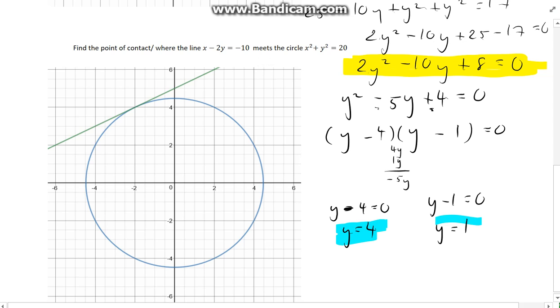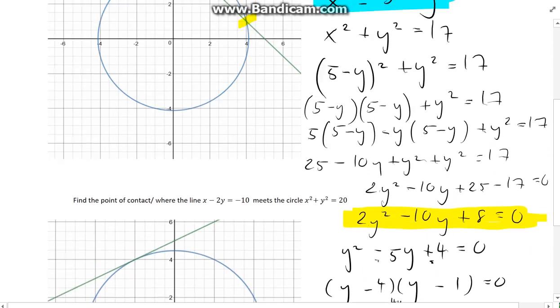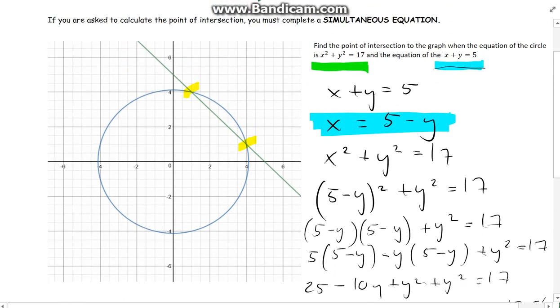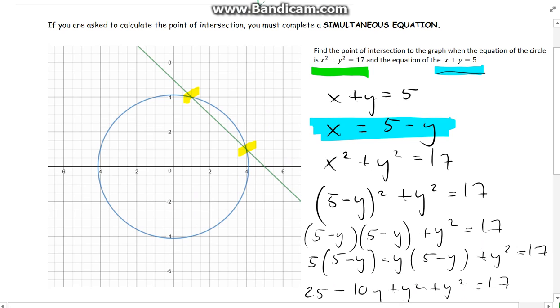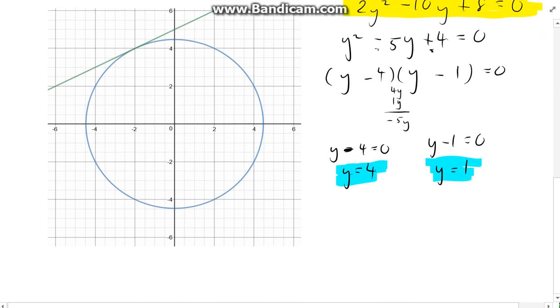At this stage I only have the y values. So if we go back up to our graph, we have y is 4 and y is 1. That's looking about right from our graph, because y is 4 here and y is 1 here. So it is looking right so far, but we need to find the x value. Remember, in all simultaneous equations, don't forget to find the second value. If you find x, don't forget to find y. If you find y, don't forget to find x, vice versa.